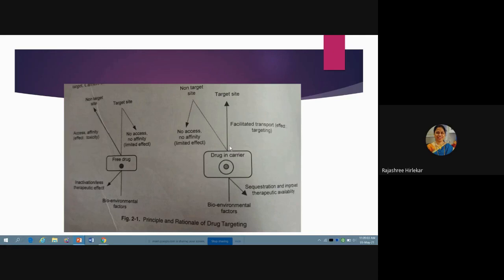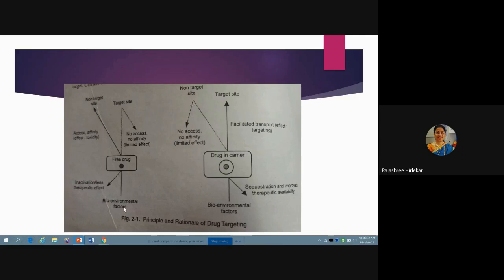Specifically, it will go to the target site. Why? Because of the facilitated transport. Because of that, you will get proper targeting there. And this dotted line indicates that it is not going to the non-target site, because there is no access and no specific affinity. Why? Because the affinity to the target site is more and the access to the target site is more. Therefore, the amount of the drug going to the non-target area is very less, and therefore you will have very limited side effects.